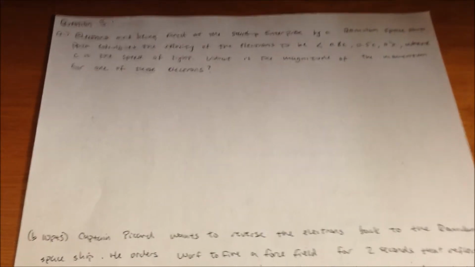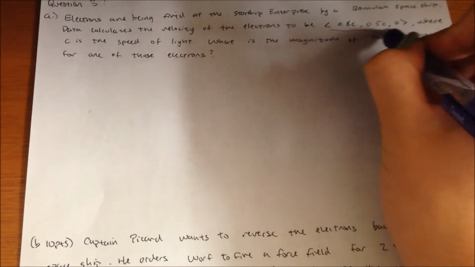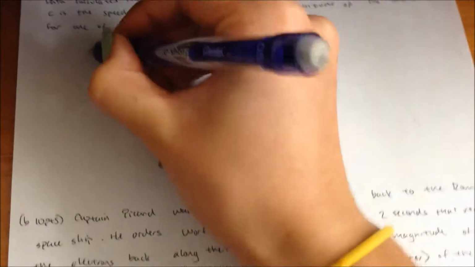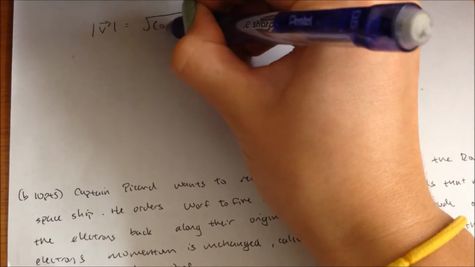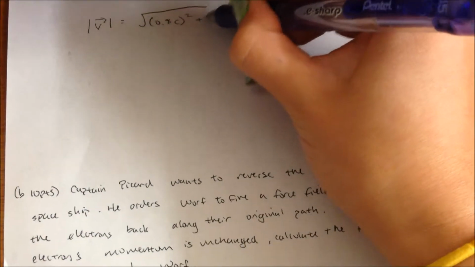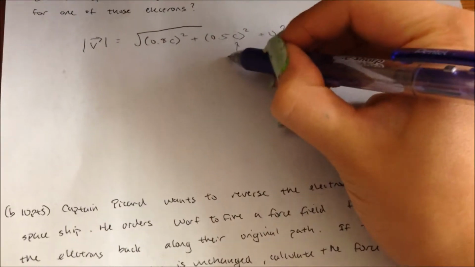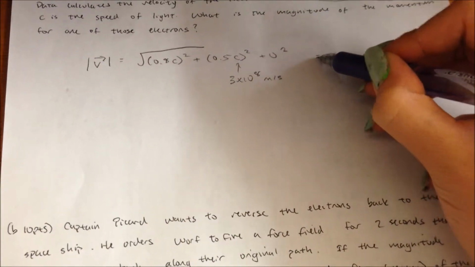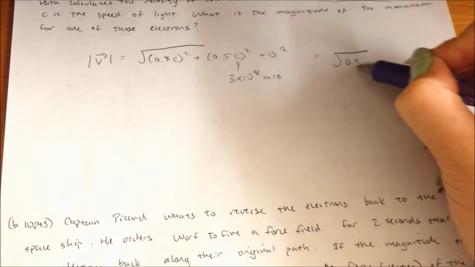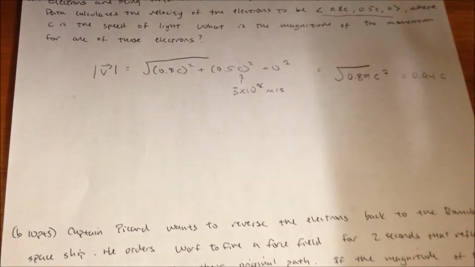Okay, so in order to calculate the magnitude of the momentum, you need to find the magnitude of the velocity vector here. The magnitude of the velocity is equal to the square root of each of these components squared, plus 0 squared. And c is the speed of light, which is 3 times 10 to the 8 meters per second. So when you multiply that out, you end up getting the square root of 0.89 times the speed of light squared, which is the same as 0.94 times the speed of light.